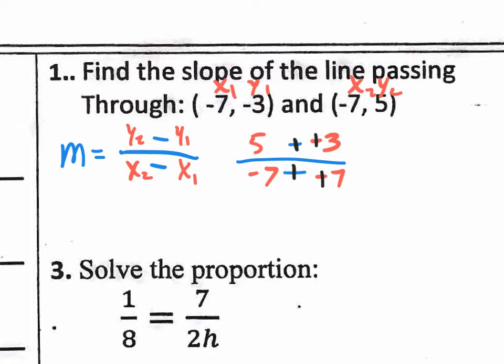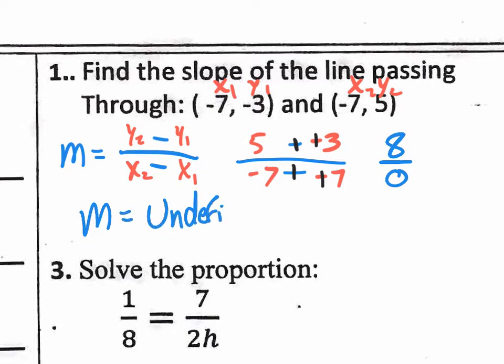And what we really have here is 8, because 5 plus 3 is 8, over 0. And we should all know that when you have a 0 on top, the answer is 0, but when a 0 is underneath, the answer is undefined. So the slope is undefined.